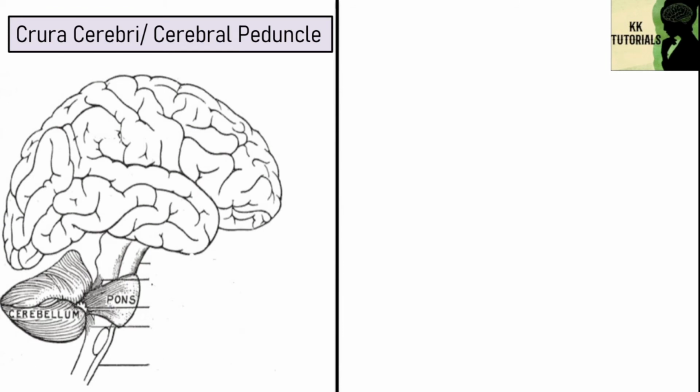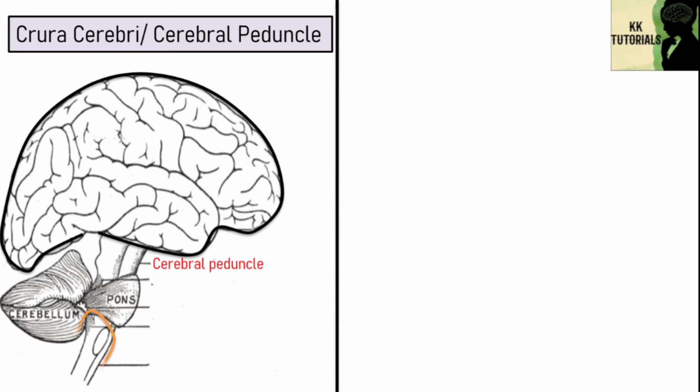Let's talk about Crura Cerebri, which is also called cerebral peduncle. On the inferior surface of the midbrain, there are two thick fibrous tracts called cerebral peduncle or Crura Cerebri. Cerebral peduncles are the two stalks that attach the cerebrum to the brainstem.